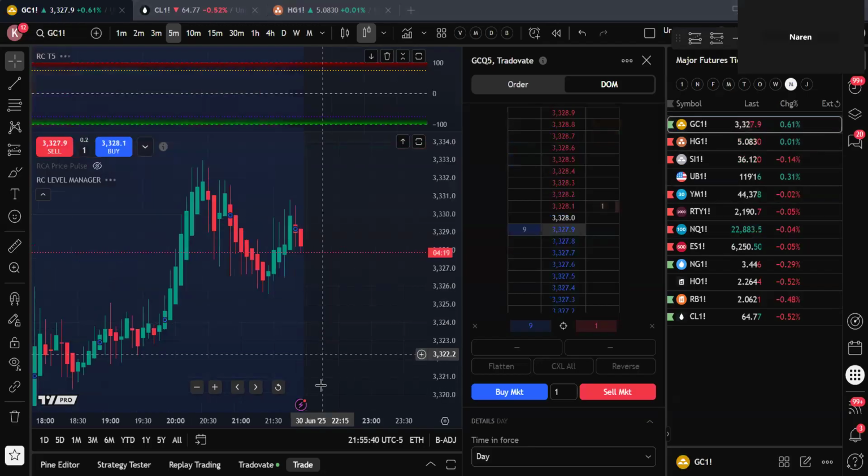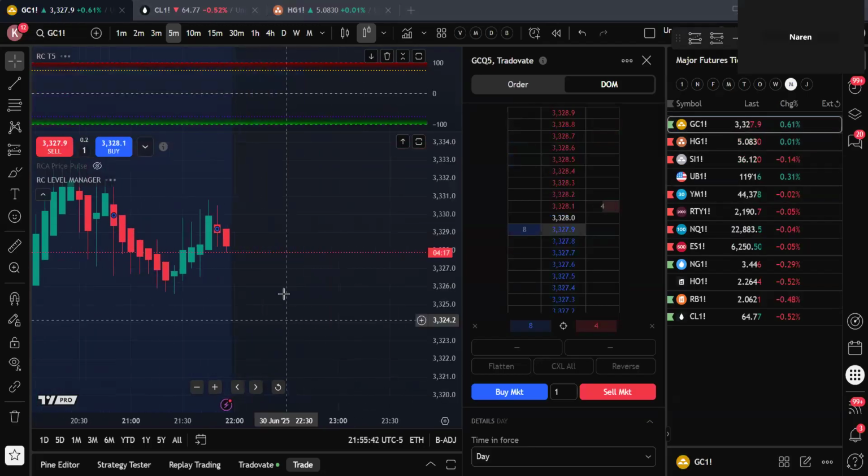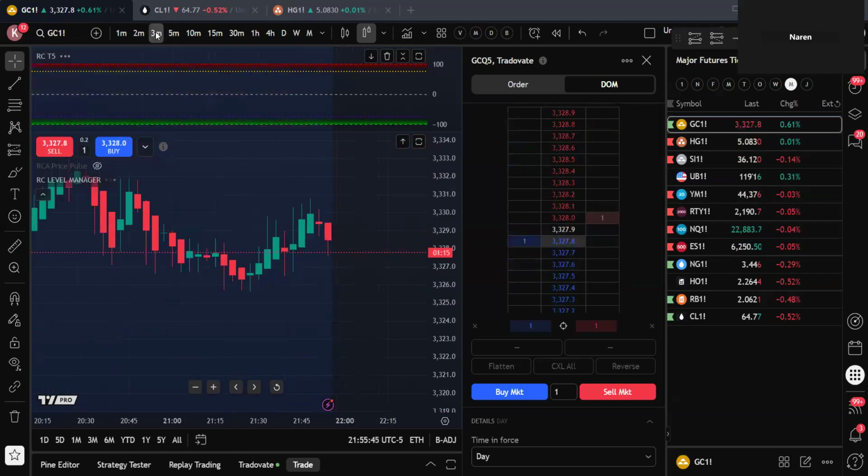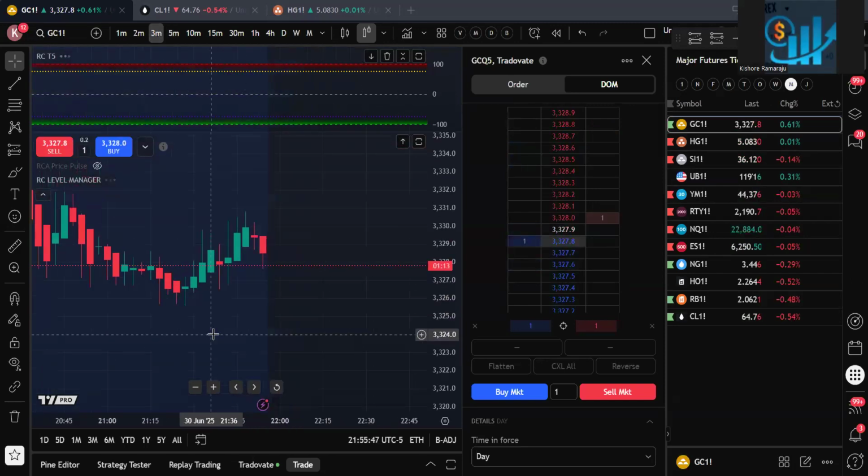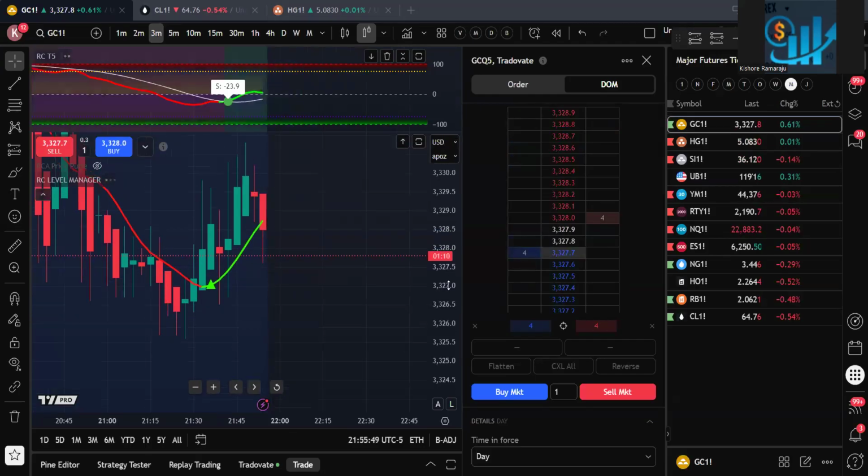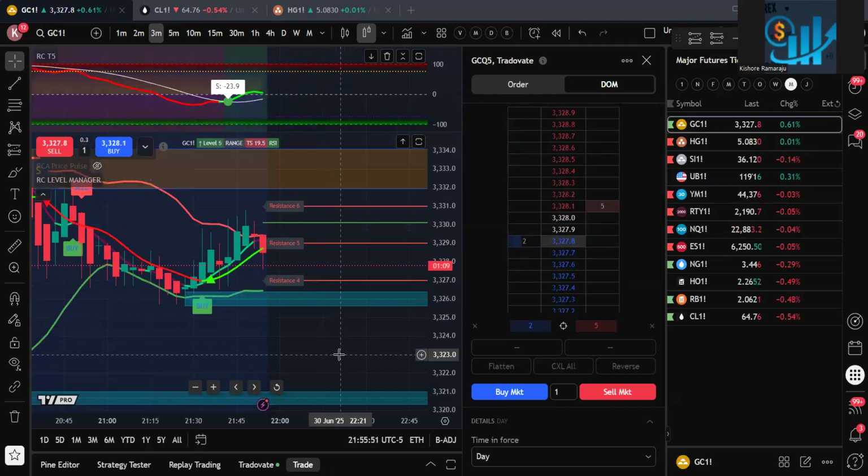Hi Kishore. So what time frame works best in the evening, especially for ES, NQ and gold? So evening, generally 3 minutes is a good one. 2 or 3 is good in the evening time.